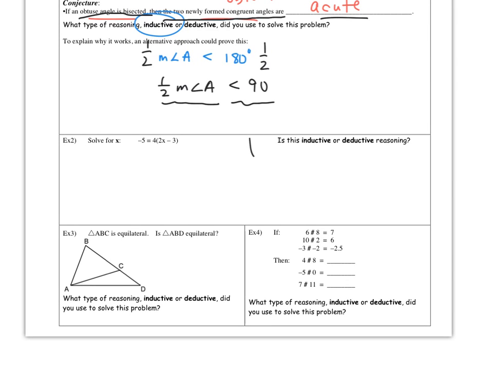All right. So, example 2. We need to solve for x. Ideas. What do you want to do?